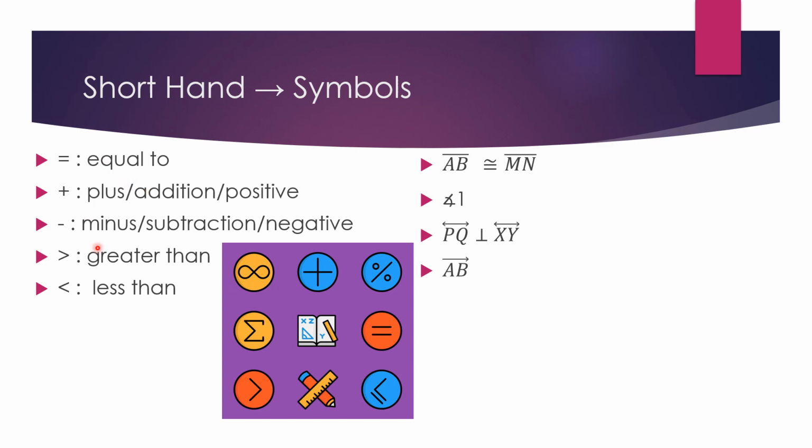So here's a list of some that you already know. You know the plus sign also means positive. You know the minus sign also means negative. Greater than, less than. Here's a cute little picture right here with some more symbols that you know. You know infinity, percent, sigma or summation. Now we talked about less than, but there's also a less than or equal to. So it kind of combines the less than symbol with the equal symbol.